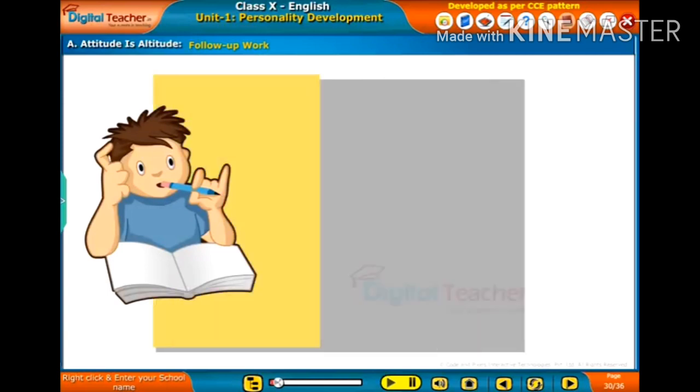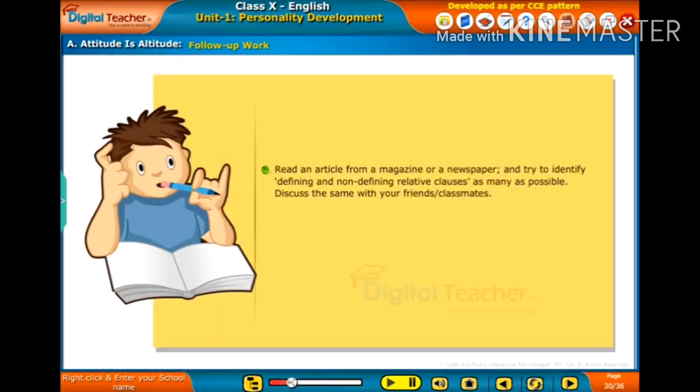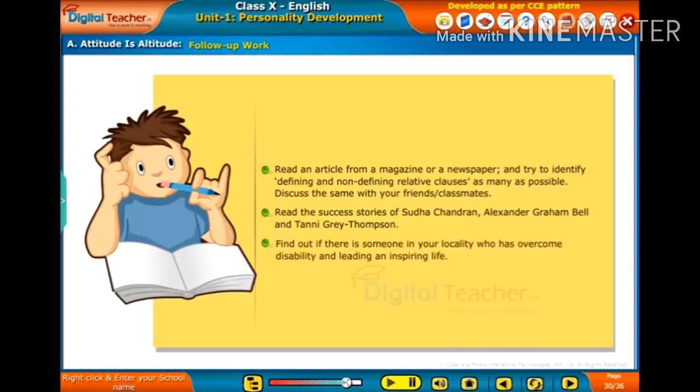Take up the following activities. Read an article from a magazine or a newspaper and try to identify defining and non-defining relative clauses, as many as possible. Read success stories of Sudha Chandran, Alexander Graham Bell and Tanny Gray Thompson. Find out if there is someone in your locality who has overcome disability and is leading an inspiring life.